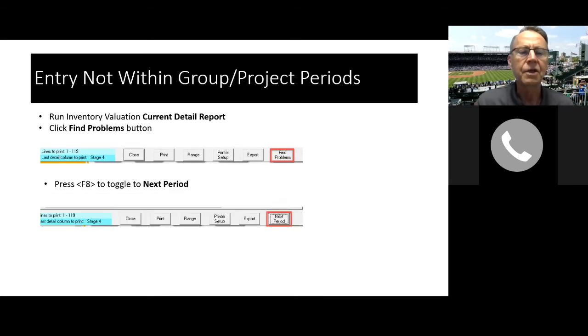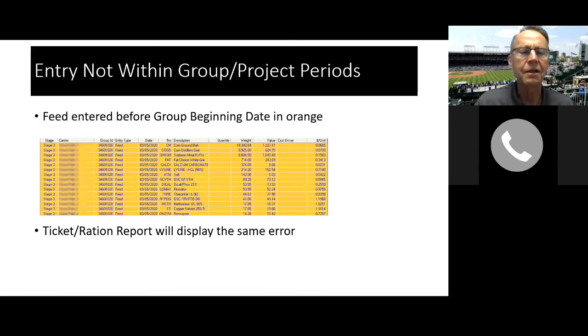There's another situation, and that's, remember, we're toggling between Find Problems as the next period. Under the same report, you can find things, and here is an example of a feed ticket that was entered before the beginning date. And that really didn't have to happen because beginning dates on projects and groups can be any number of days before the first inventory occurs, first activity occurs. We're very forgiving on beginning date. We're not forgiving at all on ending date.